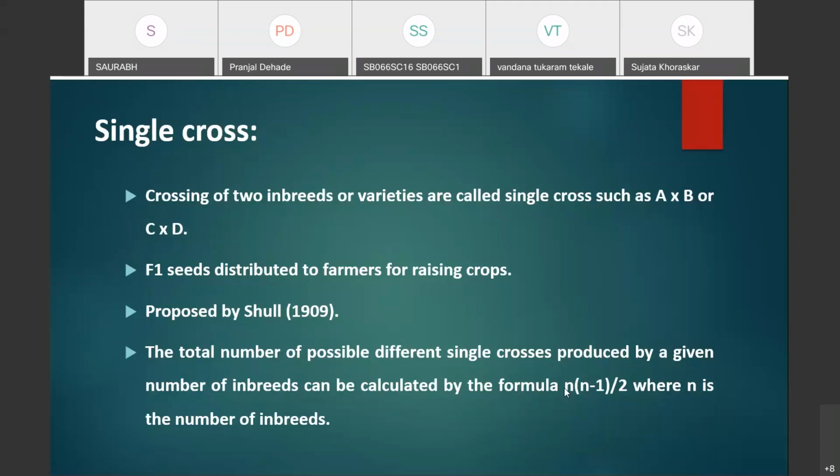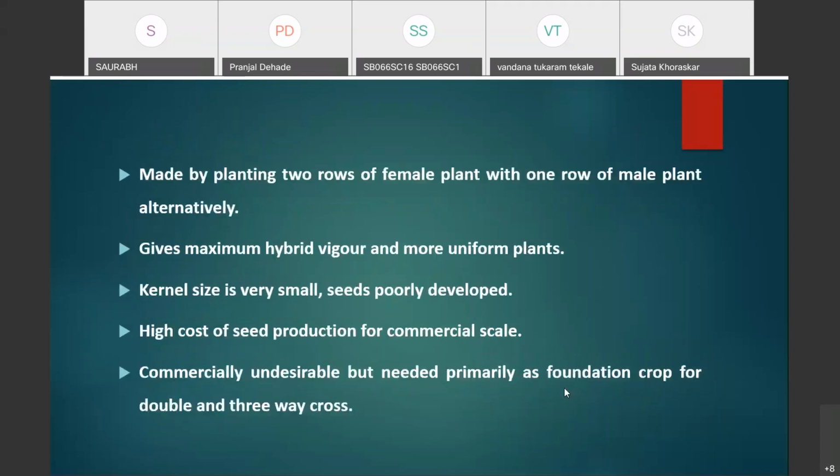I am repeating this one: A into B, A into C, A into D, then B into C, B into D, and the last one is C into D. These are the number of possible single crosses when 4 inbreds are involved. That is all about the single crosses.